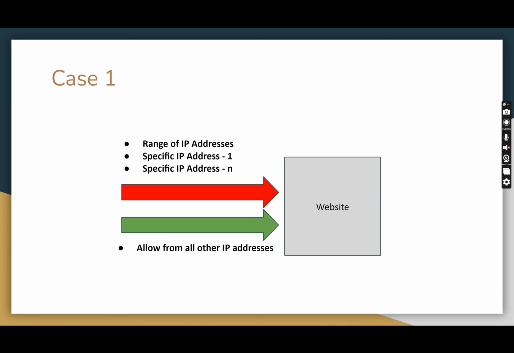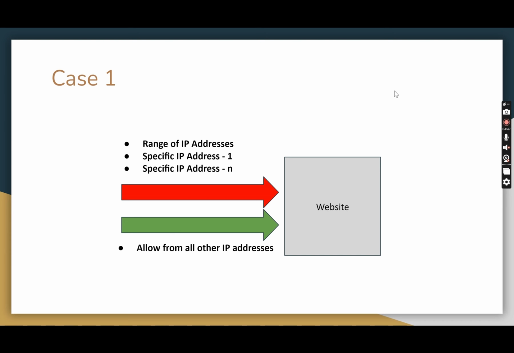Second is a specific IP address, let's say 10.20.1.0. Like that, I need multiple individual IP addresses. Maybe they are not following a specific series. I have a list of IP addresses and I want to block those IP addresses. So that is scenario one. And for all the other IP addresses, I want to allow traffic. Allow from the remaining and block from these, either a range, a specific, or multiple. This is scenario one.